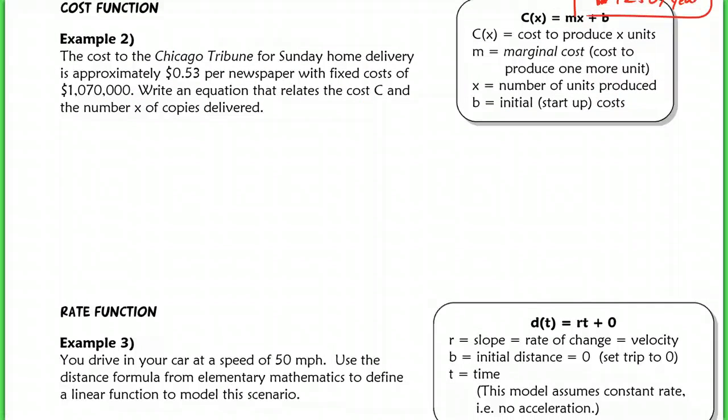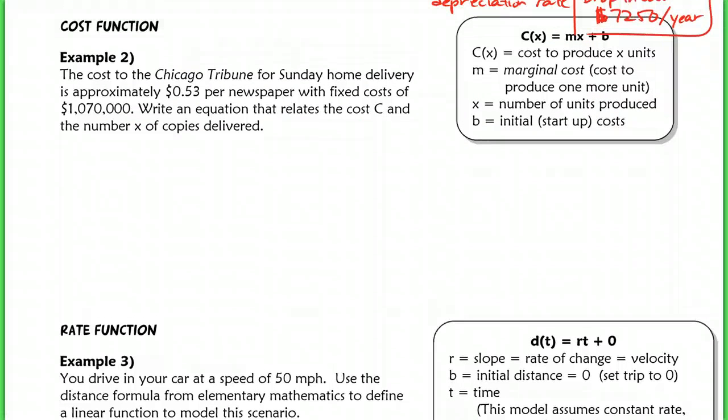All right, now the second application problem you'll see is a cost function. So here it says the cost for the Chicago Tribune for Sunday home delivery is approximately 53 cents per newspaper with fixed costs of $1,070,000. We're going to write an equation that relates the cost C and the number of copies delivered. So the cost is going to be a function of the number of copies delivered.